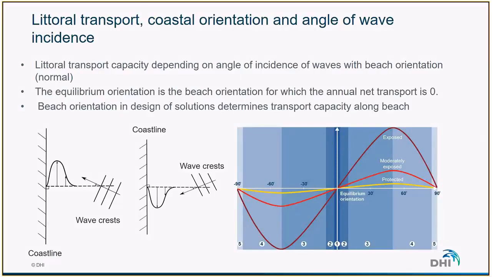What we define as the equilibrium orientation is the beach orientation for which the annual net transport is zero. So when working on a coastal project, we like to define what we call the Q alpha curve. The Q alpha curve is a key element for understanding the coastal processes at a site. It indicates how far we are from the equilibrium orientation, and it can also be used in order to assess the impact of coastal structures, or even estimate the lifetime of a nourishment, for instance, when protecting the coast. And this is an essential part of coastal morphological studies.